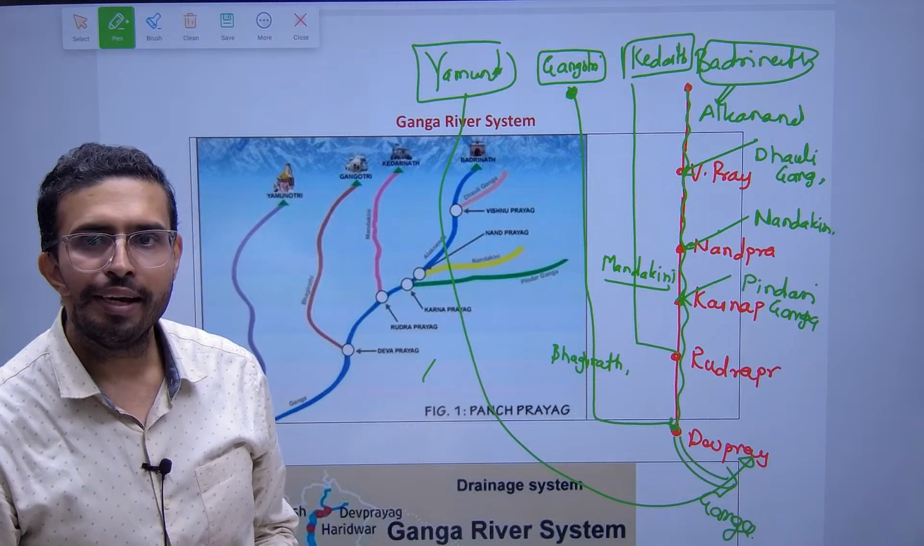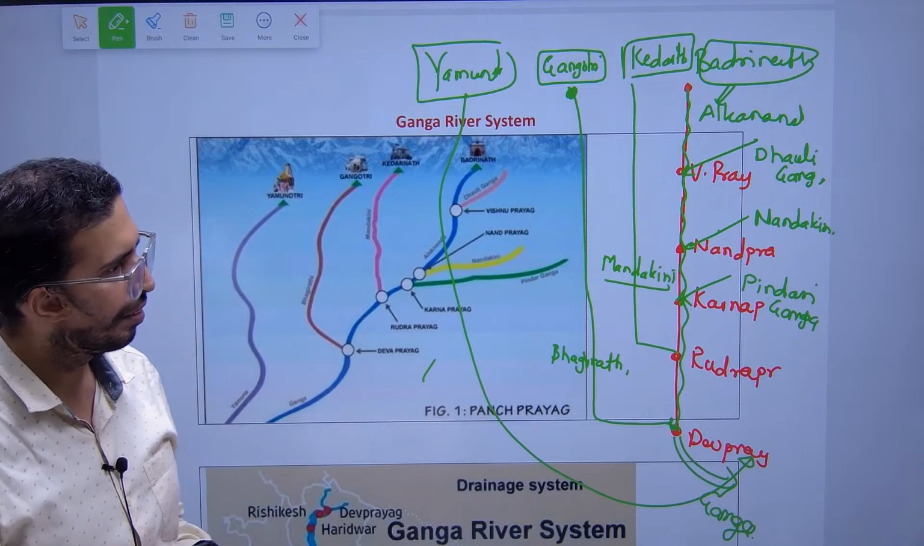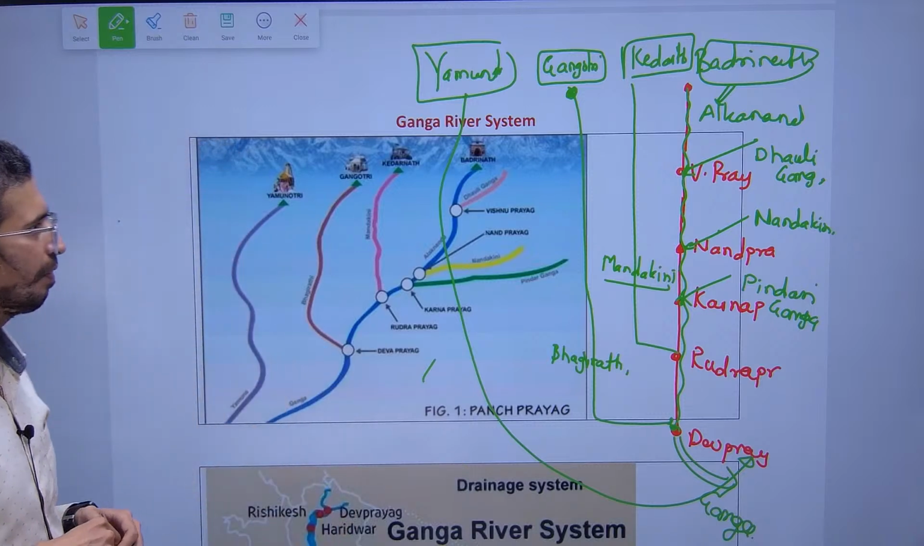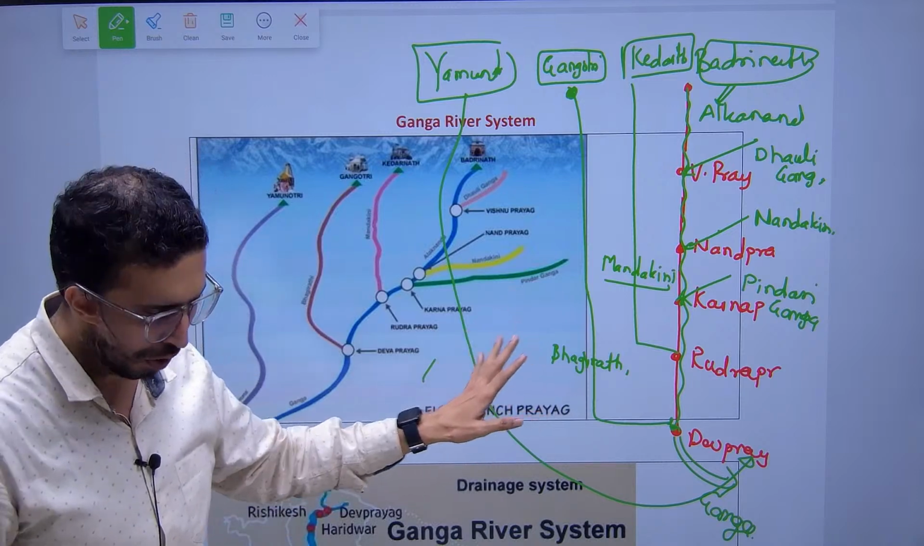Ritik, Dhaulagiri is in Nepal. Yes, do remember. And Dhauladhar range in the Himachal and parts of Uttarakhand. Have you written? Yes. Have you understood? Okay, good one.